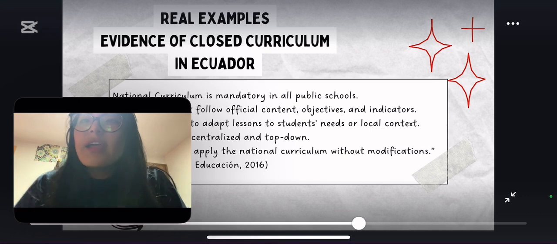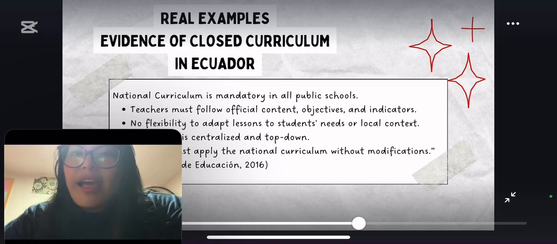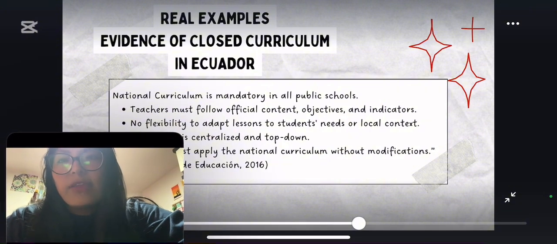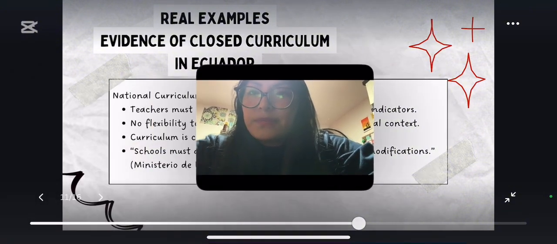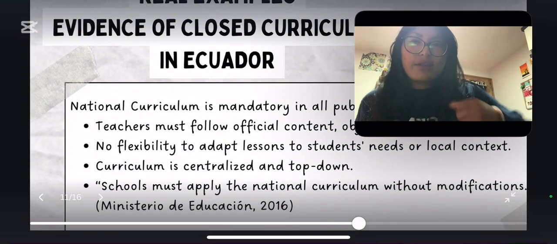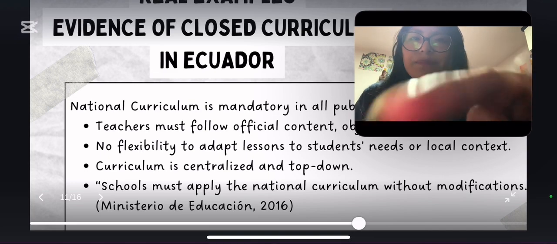Another real example is that the national curriculum is mandatory in all public schools. Teachers must follow official content, objectives, and indicators. No flexibility to adapt lessons to students' needs or local context. Curriculum is centralized and top-down, and schools must apply the national curriculum without modifications, Ministerio de Educación, 2016.